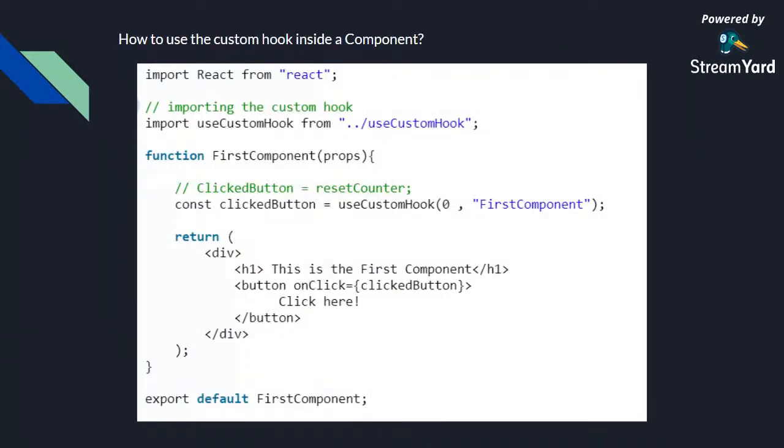This marks the end of the hooks part of React. We saw how hooks are useful. We saw how hooks are created. We saw the two most used hooks in React: useState and useEffect. And we also saw how we can create a custom hook and use it inside a component. So if you have any questions, please let me know.